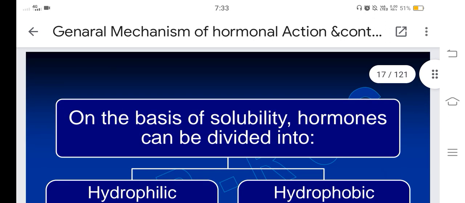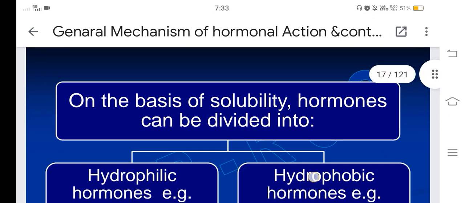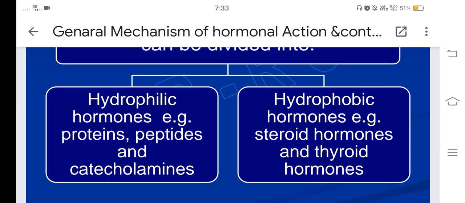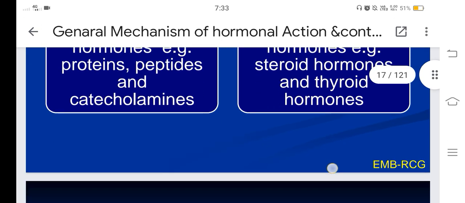Then on the basis of solubility, hormones can be divided into hydrophilic hormones, that means water loving, like proteins, peptides, and catecholamines. Then hydrophobic hormones. Hydrophobic in the sense water hating: steroid hormones actually and thyroid hormones. Remember, hydrophilic hormones, example protein, peptide and catecholamines. Hydrophobic hormones, steroid hormones and thyroid hormones.